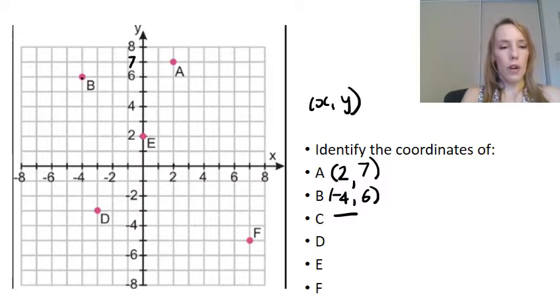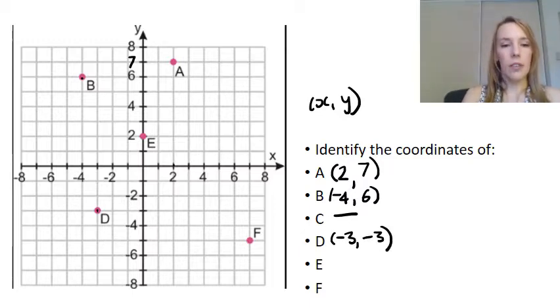Okay, D, we're going to find our X coordinate first. So drop down, find our X coordinate, actually go up. It's in between -2 and -4. So it's going to be -3, comma, and then read across for our Y. It's in between -2 and -4 again, -3.